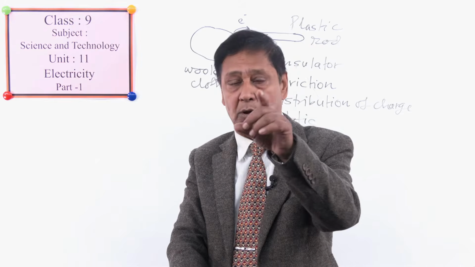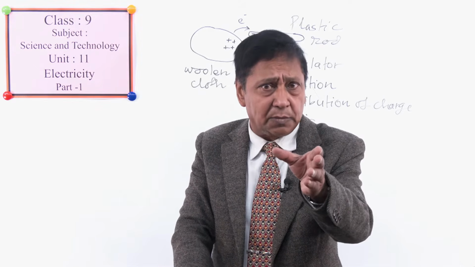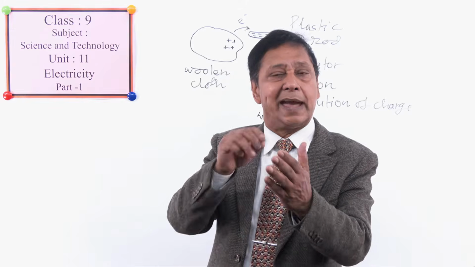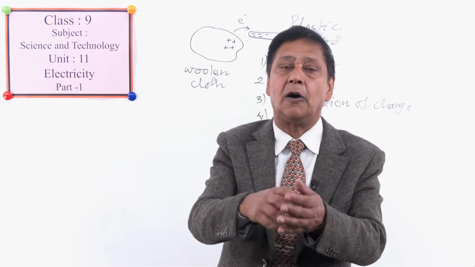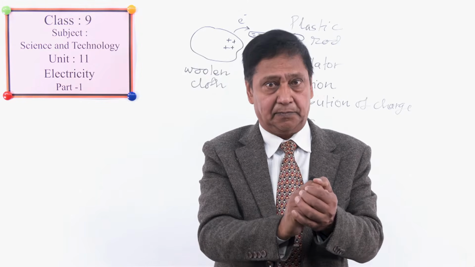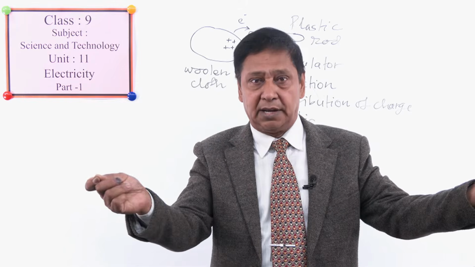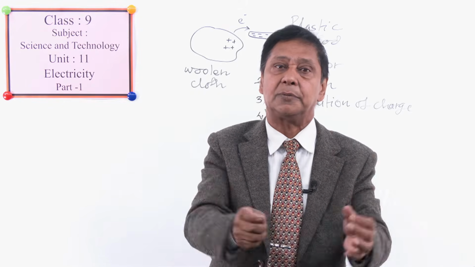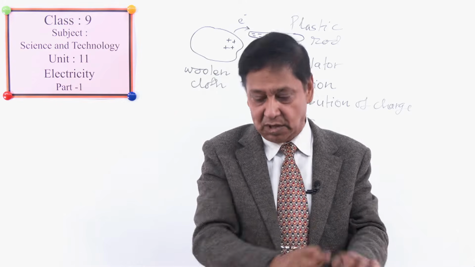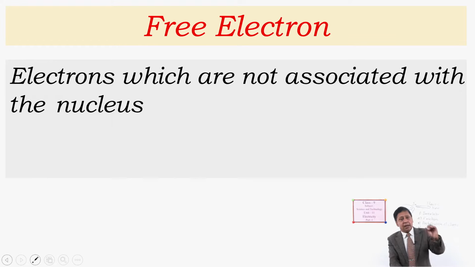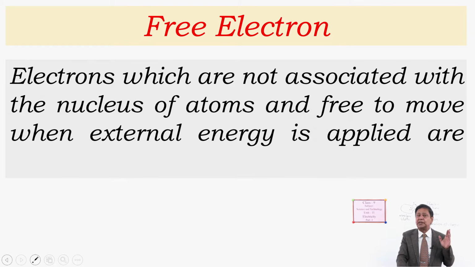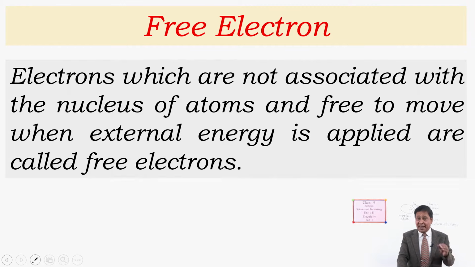That's why I want to tell you about free electron. Free electron means that electron which is not attached or associated with a particular atom, but it moves throughout the body of that conductor or that substance. They are called free electrons. We can define this way. Electrons which are not associated with the nucleus of atoms and are free to move when external energy is applied are called free electrons. Now you have to understand this very clearly.